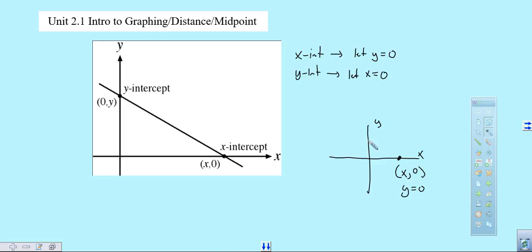Vice versa if I go to the y-axis. Once again, I know I have an ordered pair. I don't really know for sure, is that 2, is that 3, is that 4? But I can tell you one thing, the x value is 0. So if I want to find a y-intercept, x is always equal to 0. So you can kind of do a visual way of memorizing that.